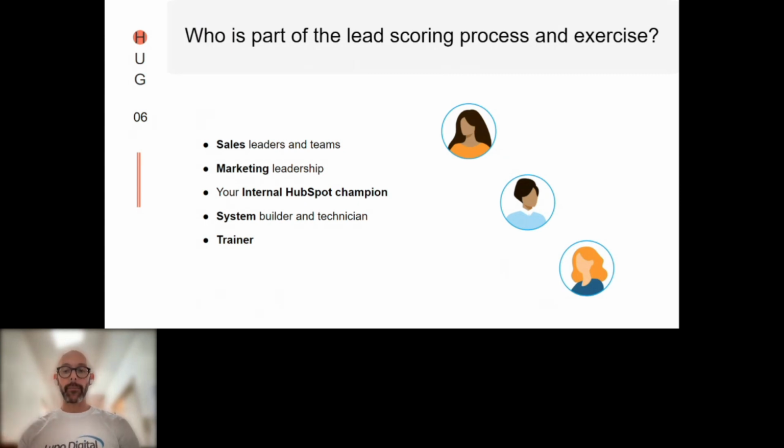And in our world, that's a HubSpot champion. And this person's probably required to coordinate, build, facilitate the management of lead score property, as well as the system, and then the longer term ongoing maintenance.